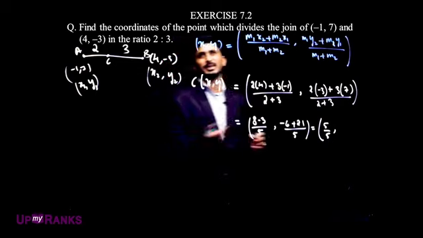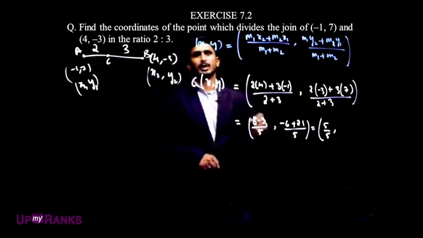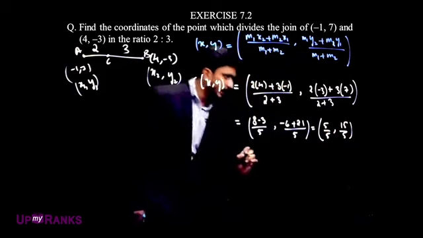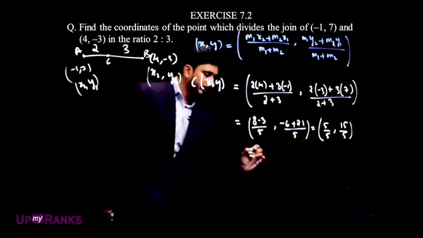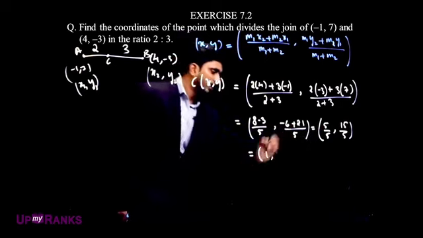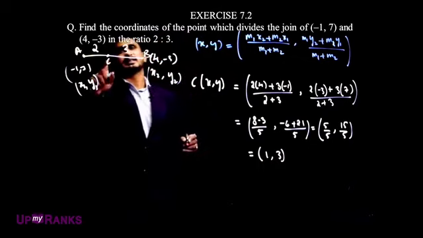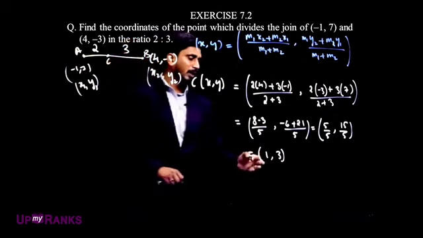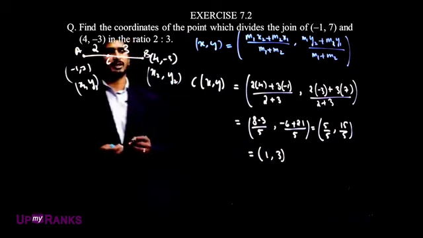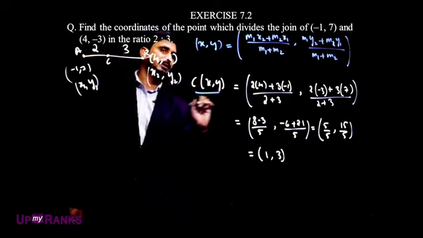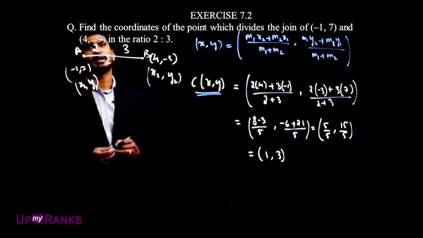What is minus 6 plus 21? It's very simple. You get 15 by 5. So when you simplify this further, 5 by 5 is 1 and 15 by 5 is 3. So the coordinates of C are nothing but (1, 3).